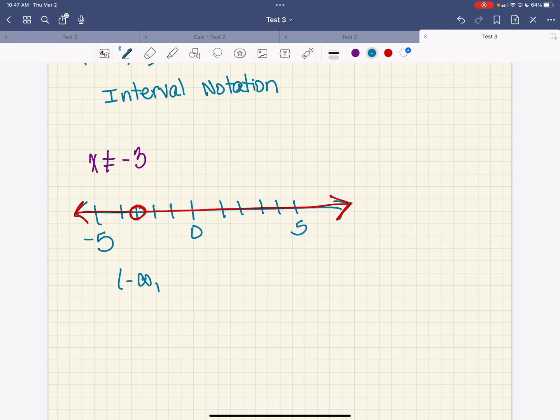Where do I go up to? Okay, this number right here is negative 3. Okay, what's the sign to say keep going? Good. Then what do I write down? Good. Okay, that is called interval notation.